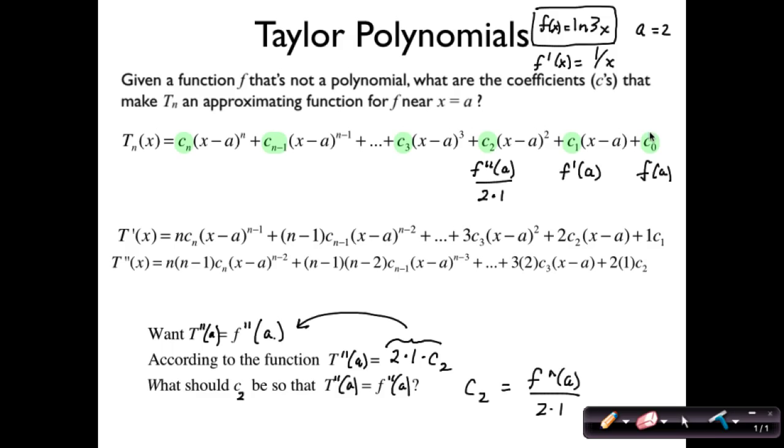So what we found? C0 was ln of 6. C1 was 1/2. What would C2 be in this case? Got it? Tell me. Yeah? Negative 1/8?